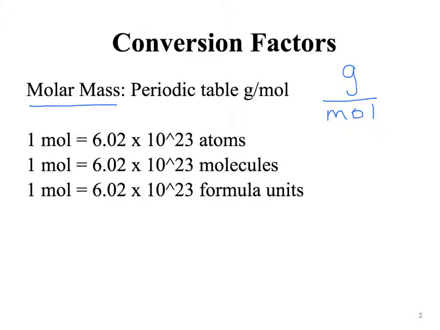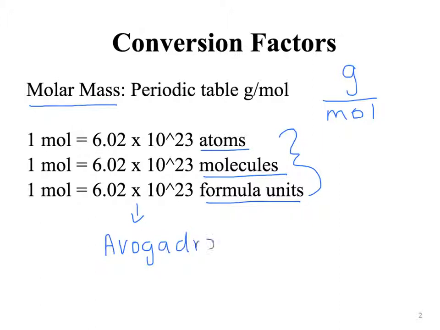Another thing that I want to mention is that all three of these conversion factors are very helpful. And it's very simple to remember because all we have to know is that 1 mole is either 6.02 times 10 to the 23rd atoms, molecules, or formula units. It's the same thing. And this special number is called Avogadro's number. It comes in very useful in a lot of conversion factors, so I would definitely remember that.